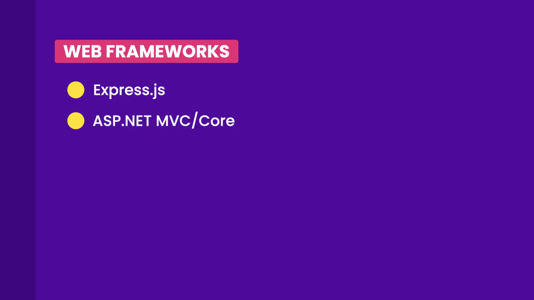So let's put it in practice. Let's say we're going to build a web application framework so other developers can use our framework to build web applications. There are so many frameworks out there. For example, JavaScript developers use Express.js, C# developers use ASP.NET MVC or Core, Java developers use Spring or Spring Boot, Python developers use Django, and so on. So let's say we're going to build a new shiny framework called Matcha.